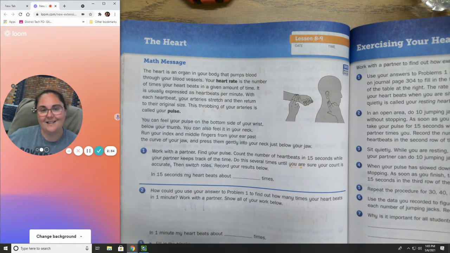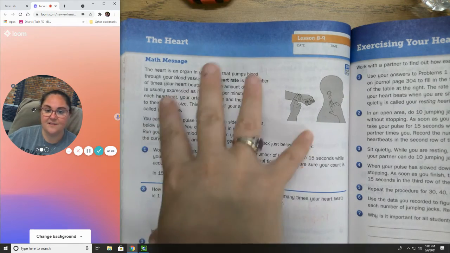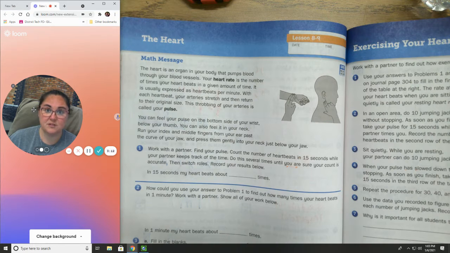So technically you're supposed to work with a partner. You don't have a partner. You have me. So I'm going to show you and take my pulse, and we're going to use it to help you. All of this information will be my pulse. I want you to use your pulse. Try to measure it. If you can't, that's okay. You can use mine.